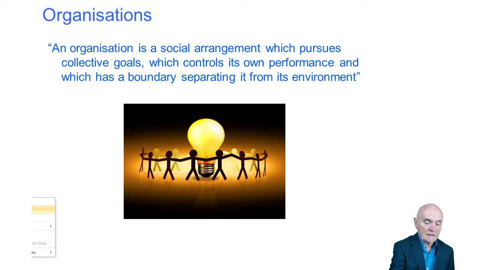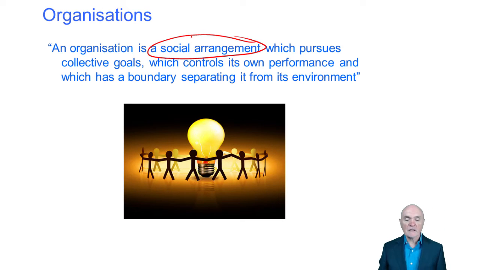First one, it says a social arrangement. Organizations are made of people, and we are social animals. We interact, we have preferences, we have people in the organization we like, others maybe we don't like so much. We have different personalities and so on. And this recognition that there are social arrangements is very important.